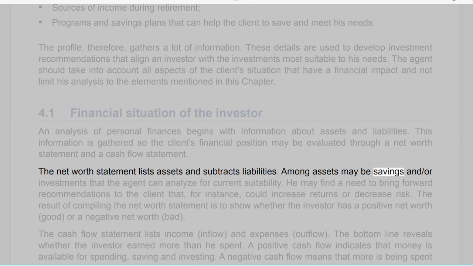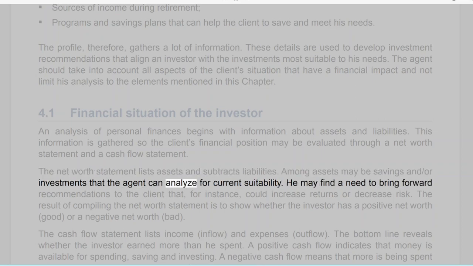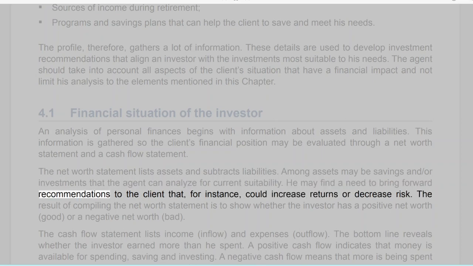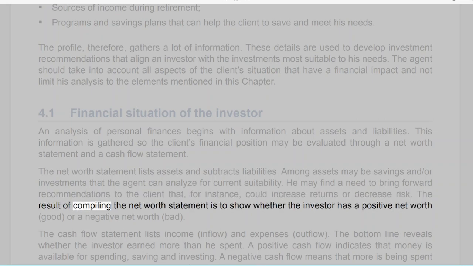Among assets may be savings and/or investments that the agent can analyze for current suitability. He may find a need to bring forward recommendations to the client that, for instance, could increase returns or decrease risk. The result of compiling the net worth statement is to show whether the investor has a positive net worth, good, or a negative net worth, bad.